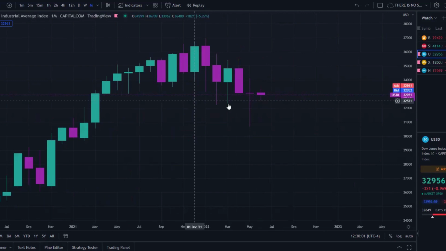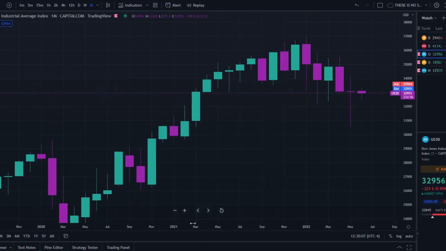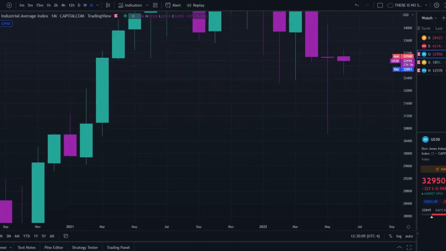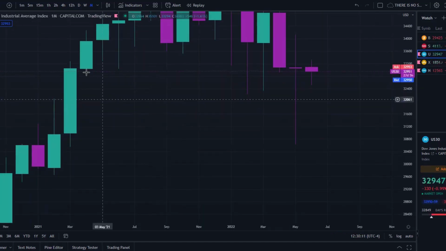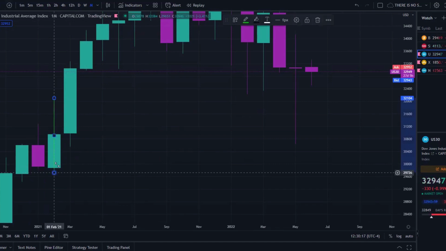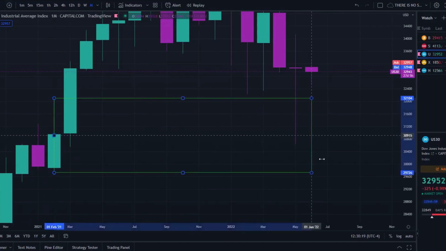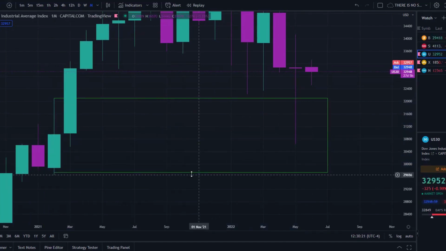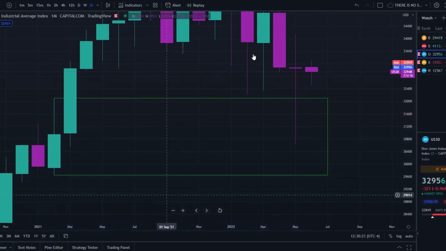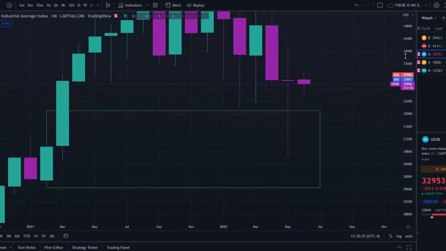We've been taking out a lot of sell side liquidity from the previous months, and we actually tapped into an OB, a monthly order block. We have this institutional candle here. We had a lot of imbalance, and we tapped into an OB. So this is our monthly OB. Market has been headed down.